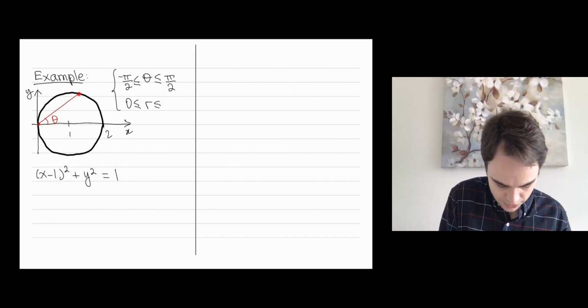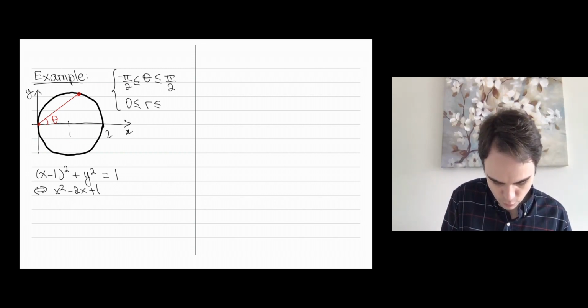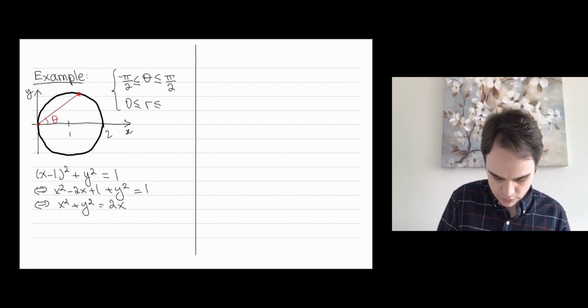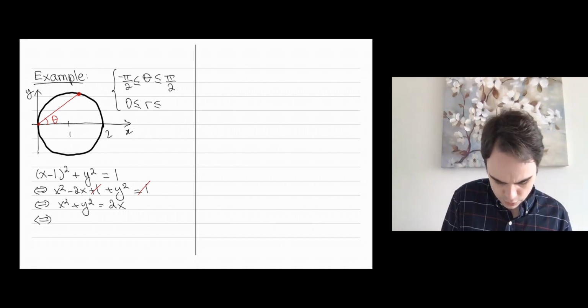Let's do it. First let me massage the left hand side a little bit. We get x squared minus 2x plus 1 plus y squared equals 1, which is the same as saying that x squared plus y squared equals 2x. I canceled the 1 and moved the 2x to the other side. Now I can convert this to polar coordinates.